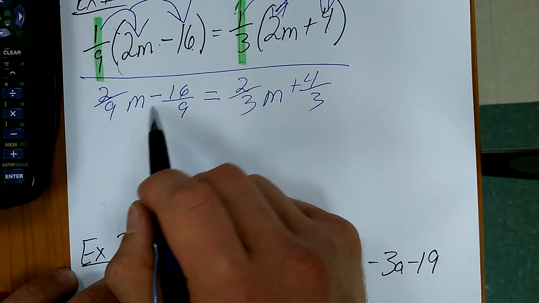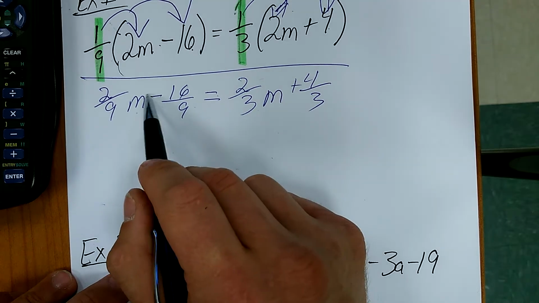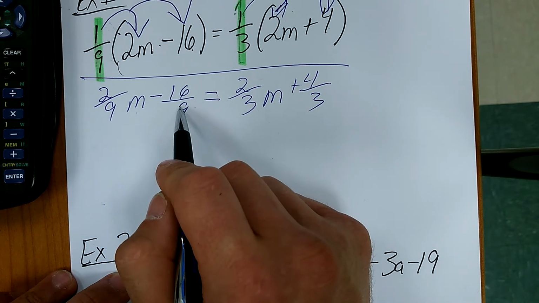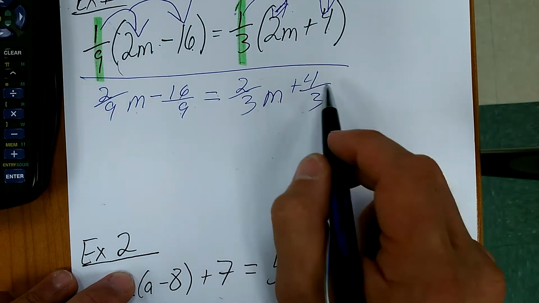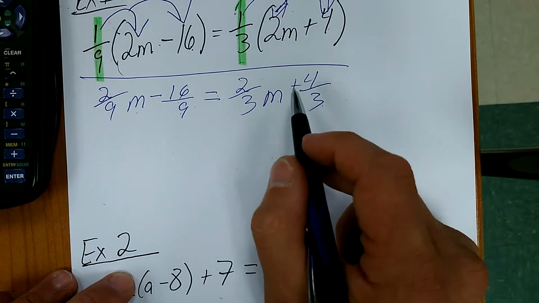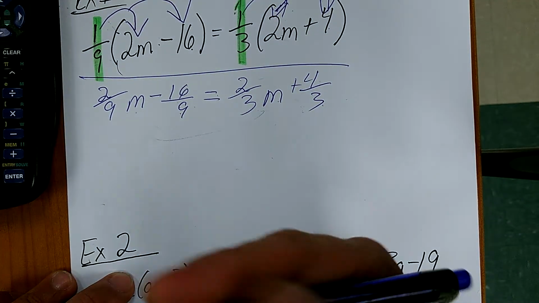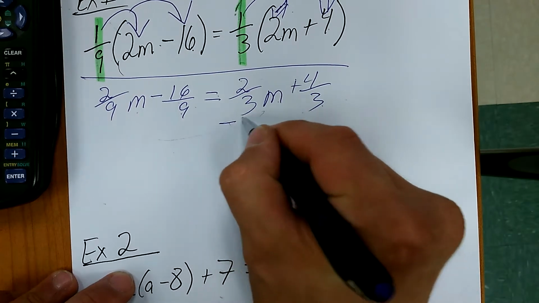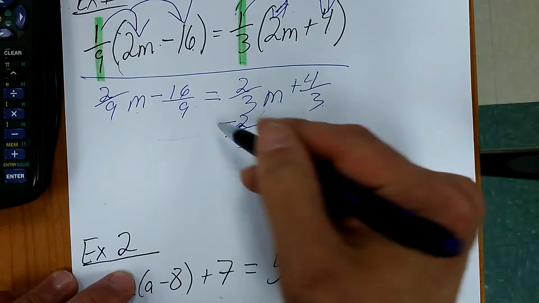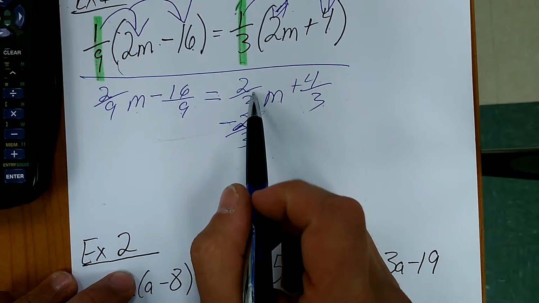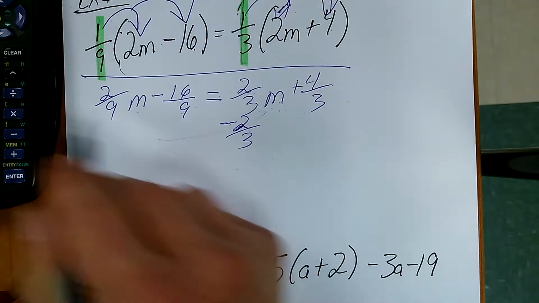Well, we can't combine anything on this side of the equal sign because this 2/9 has a variable, and this negative 16 over 9 does not. Same thing over here, 2/3 has an m, 4/3 does not. So what we can do is start to move some stuff around from this side to this side. What I'm going to do first is subtract 2/3 m. Now I know some of you might look at that and ask, this is a fraction, how come we don't divide it? Because we are not solving specifically for the variable right now. We are combining like terms.